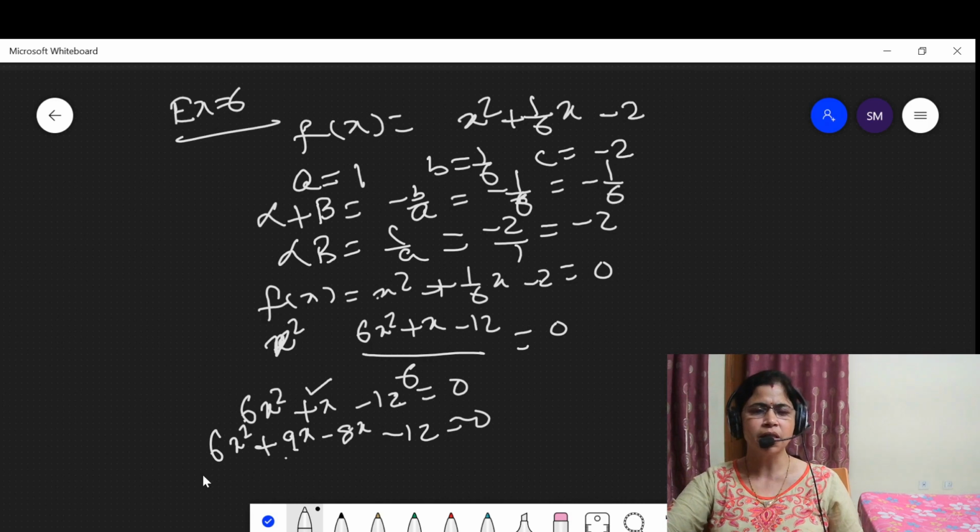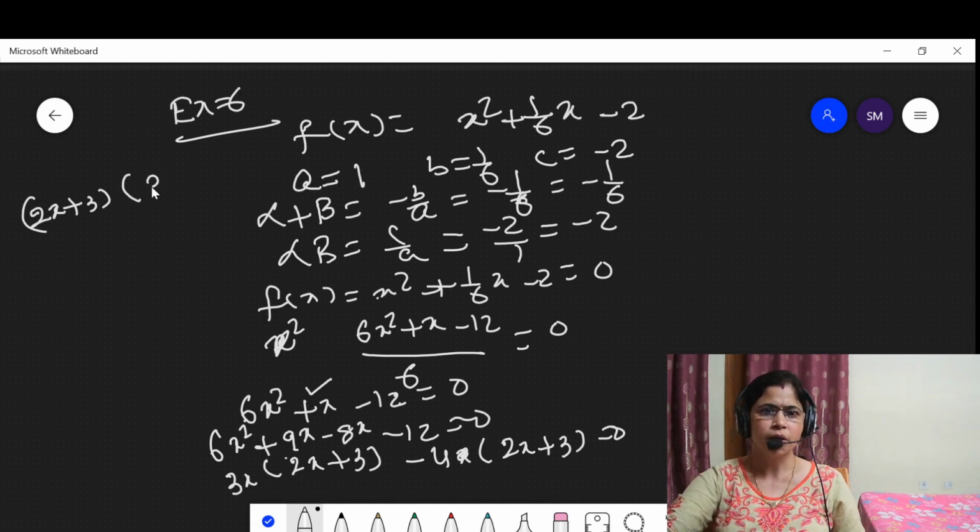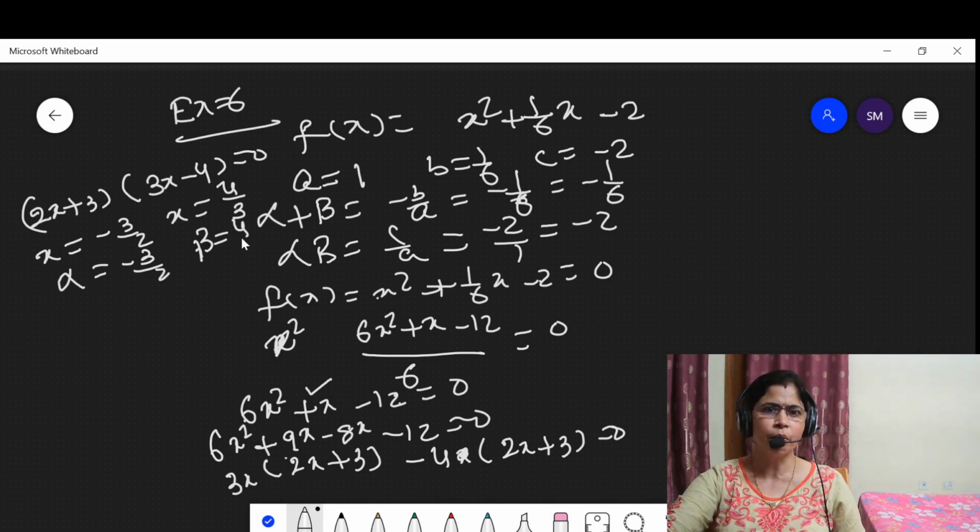Then split this. Then take 3x common. This is 2x plus 3. Then here also take minus 4 common. Then this is 2x plus 3 is equal to 0. Here 2x plus 3 is the common term. Then this is 3x minus 4 is equal to 0. One zero is x equal to minus 3 by 2. Another is x equal to 4 by 3. This means here alpha is equal to minus 3 by 2 and beta is equal to 4 by 3.